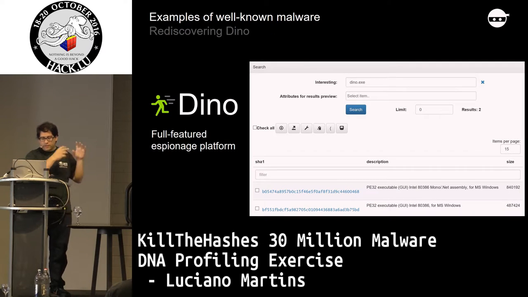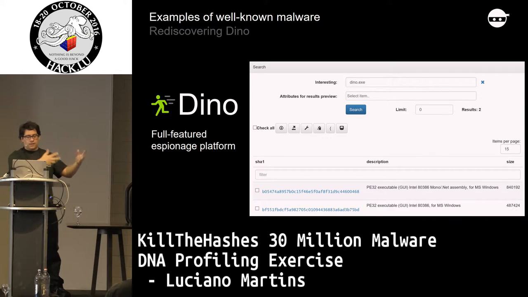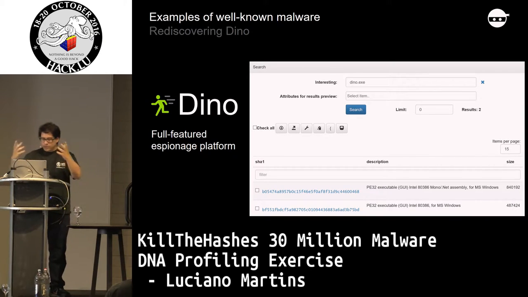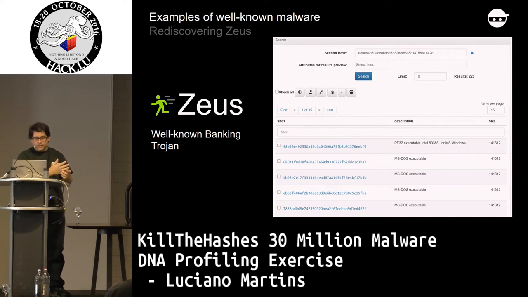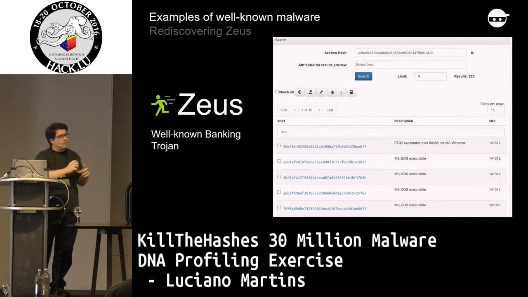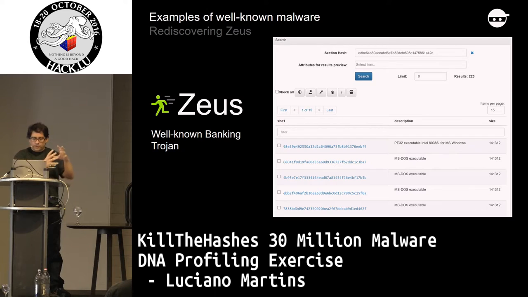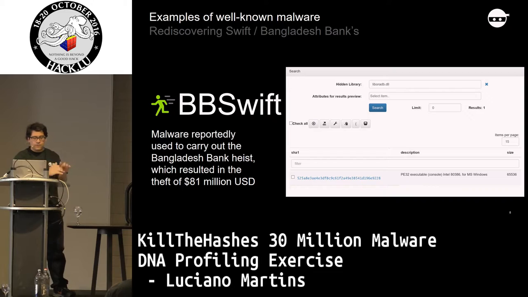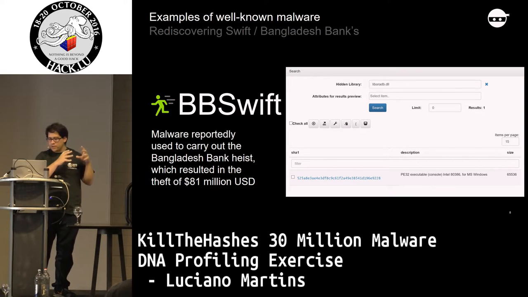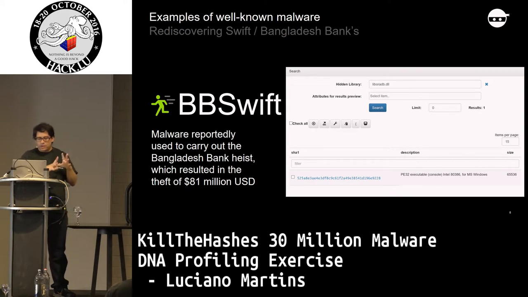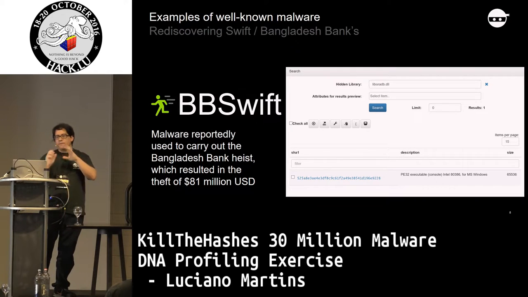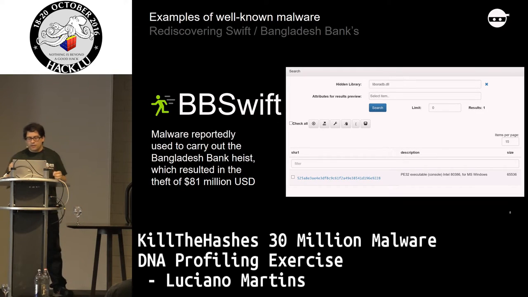Imagine again a way that you can put in just dino.exe and search that information out of a bunch of hashes. Again, imagine a way that you can put in a section of the file and it gives you all these other malwares that match that thing. And the same goes for BBSwift, giving you all these files that have that reference, the reference text within the files themselves.